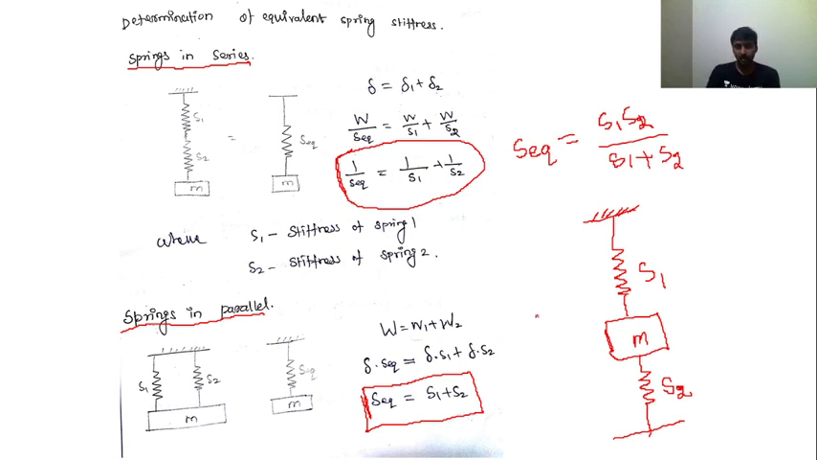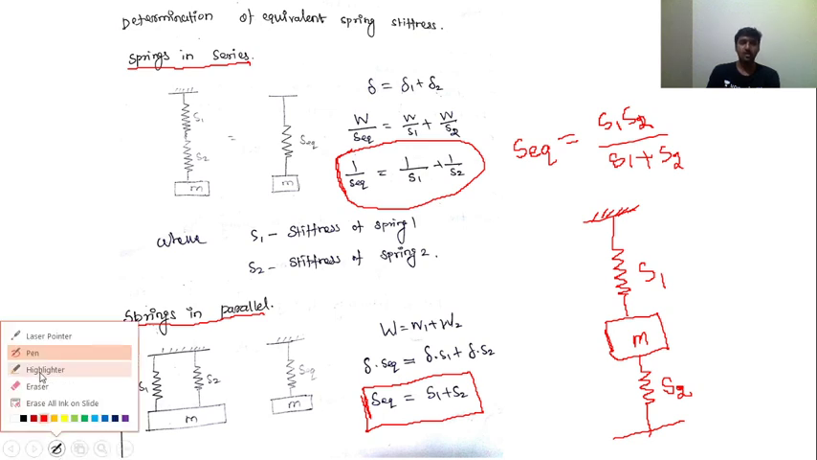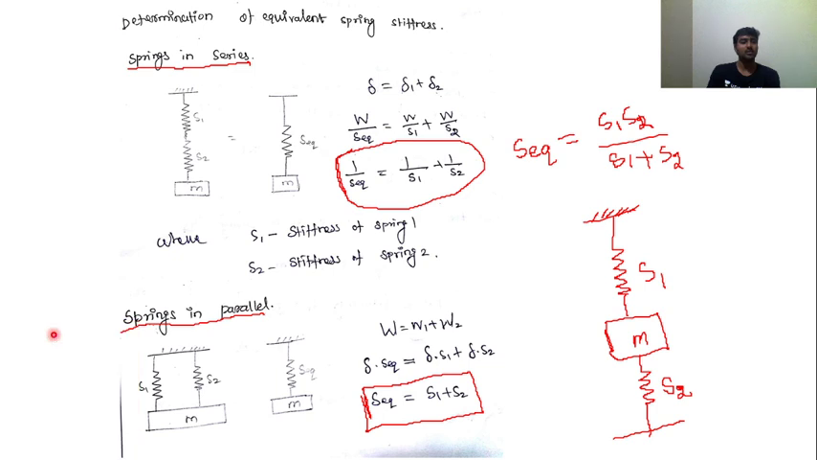Now coming to this problem, does it belong to series or parallel connection? The shortcut methodology to identify series or parallel connection is this. In the series connection, if you cut any one of the springs, the mass is detached from the support. But in the parallel connection, if you cut any one of the springs, the mass is still held to the support by the other spring.